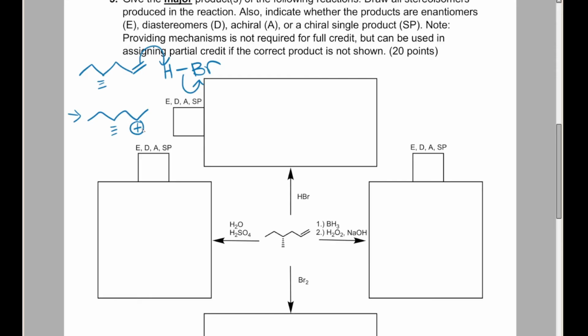And the next step would be to take the negative bromine ion and react it with the carbocation. And because there's no hindrance from either side of this carbocation, we're going to have 2 products, and it's going to be a racemic mixture. So this bromine ion will attack this carbocation, and then we will get a product like this.